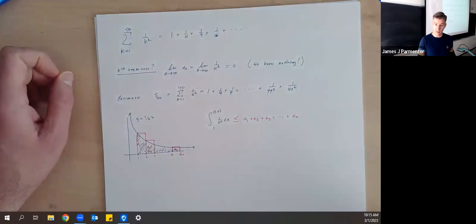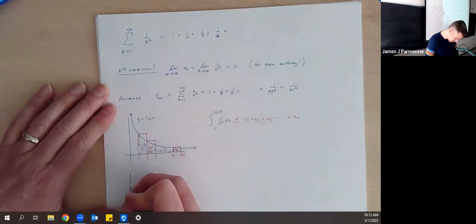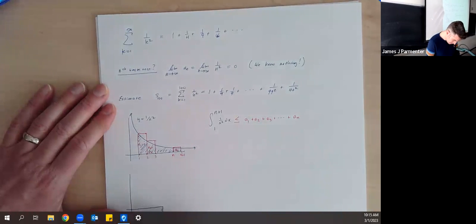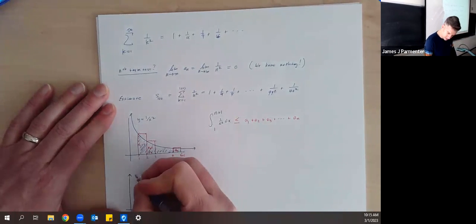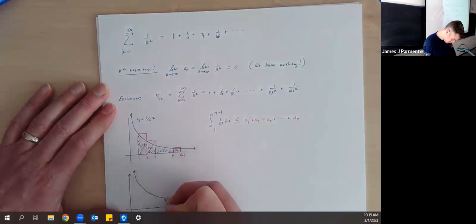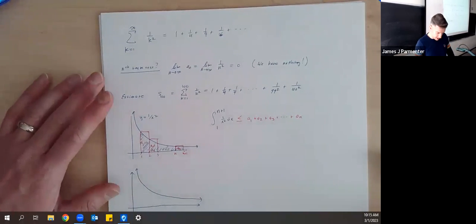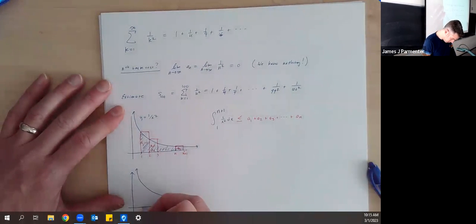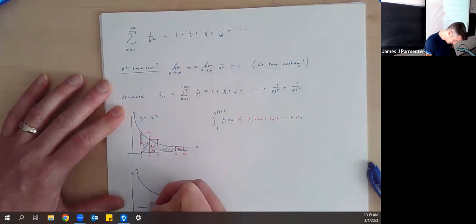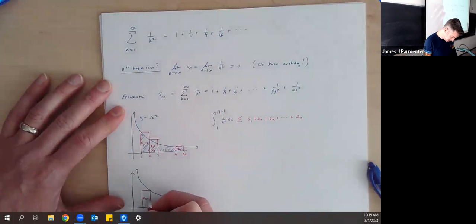And I'm going to draw another picture as well. Same picture, kind of. Same function. But now I'm going to draw the rectangles that are underneath. So from 1 to 2, I'm going to draw the rectangle that has a height when I plug in 2. So plugging in 2, I'm going to get a height of 1/4. So this rectangle has an area that's a sub 2, which is 1/4. And the next rectangle is going to have an area of a sub 3, which is 1/9.